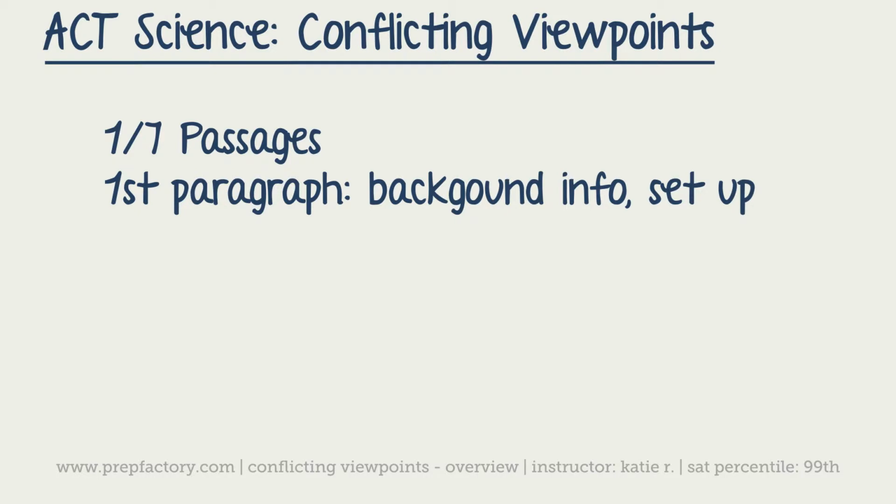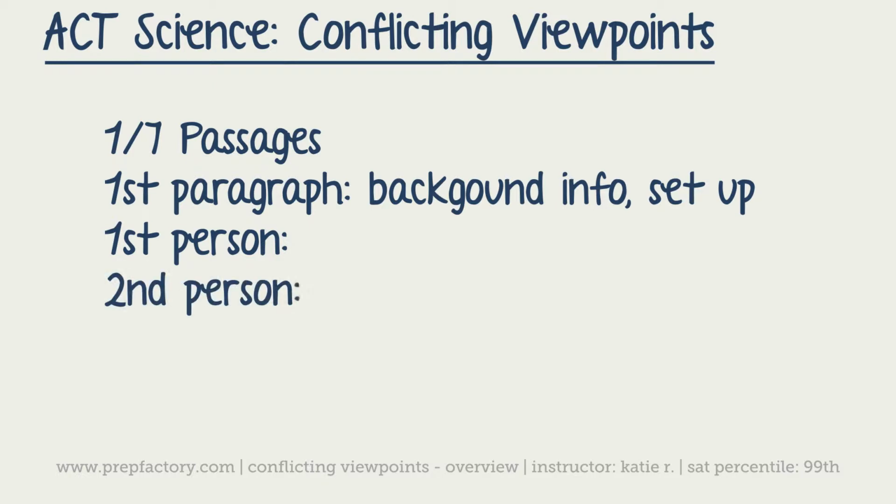Once you read the first paragraph or the first section, the second part should be scientist 1, researcher 1, student 1, etc. So you'll have a first paragraph, and then the first person gives their ideas, their opinion, and then you have a second person, potentially a third person, but that doesn't happen very often. So they tend to be in 3 parts.